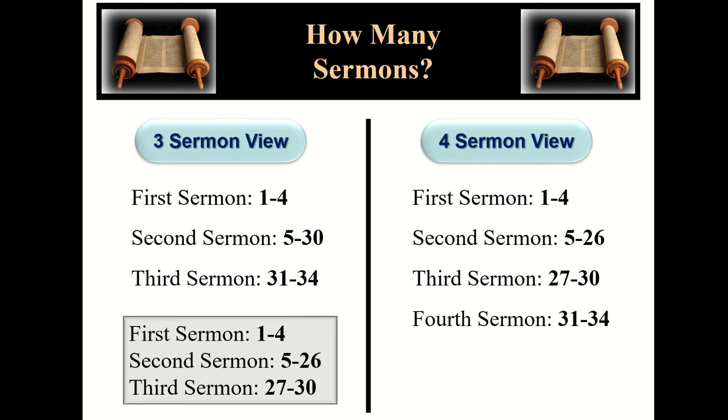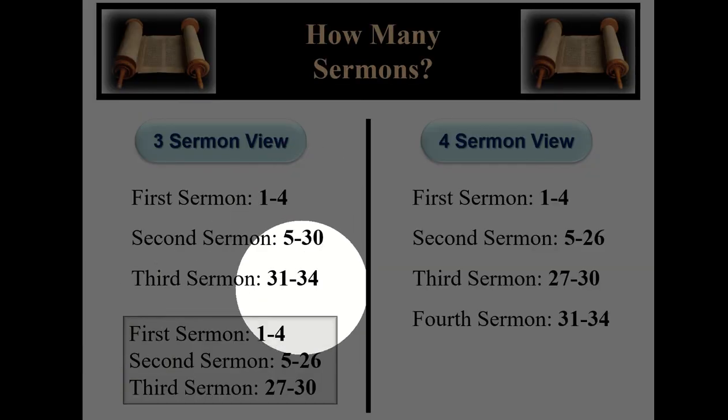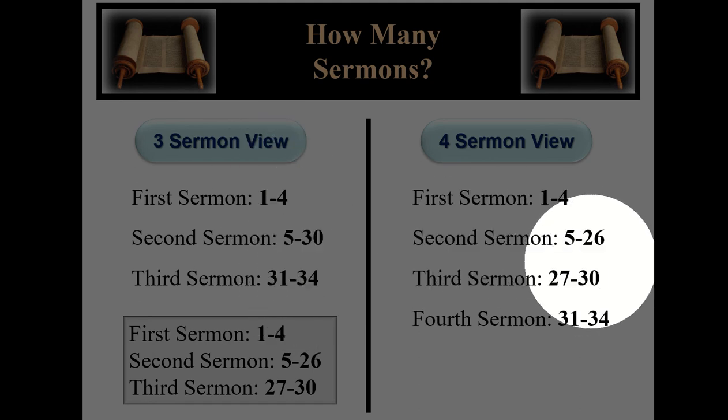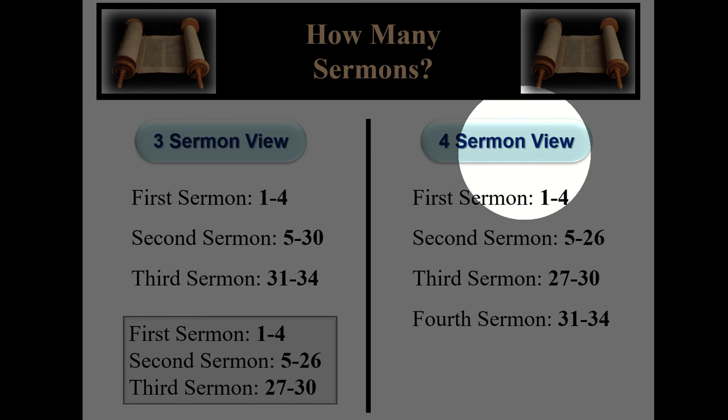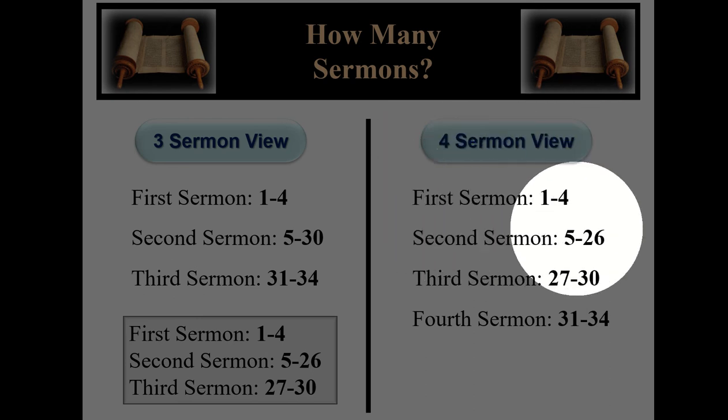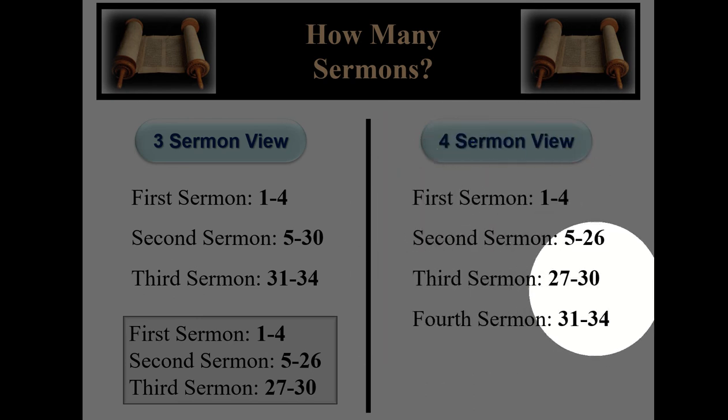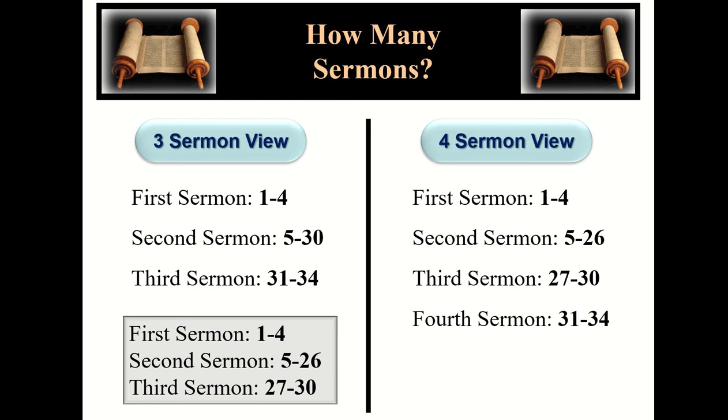Others have suggested that 1 to 4 and 5 to 30 and 31 to 34 are the three sermons, combining the two that would be separated here. I think perhaps this is the better view of the book as I have studied it again, thinking that maybe this view of the four sermons is correct. That's not a big deal, whether it's 3 or 4.